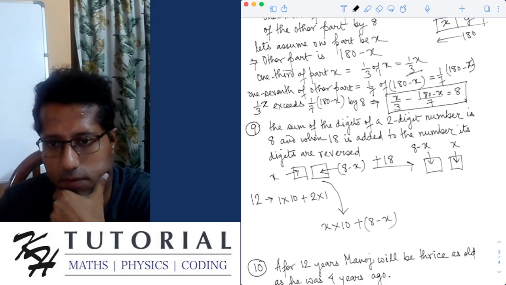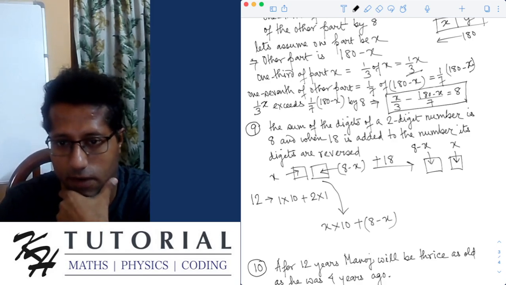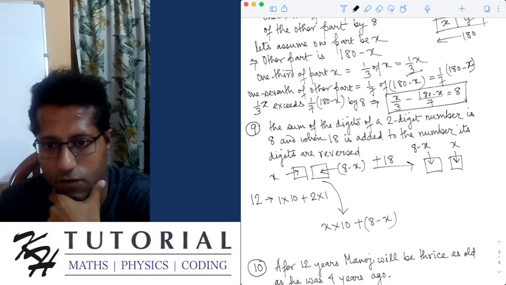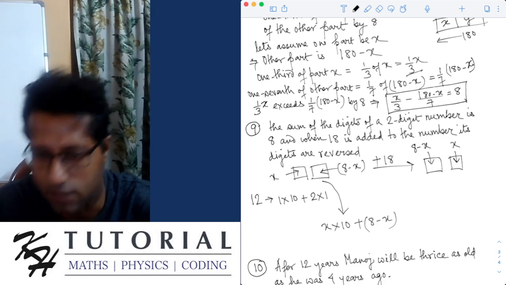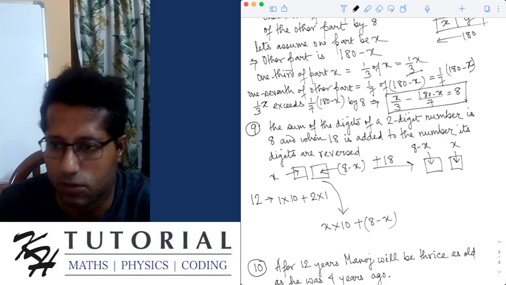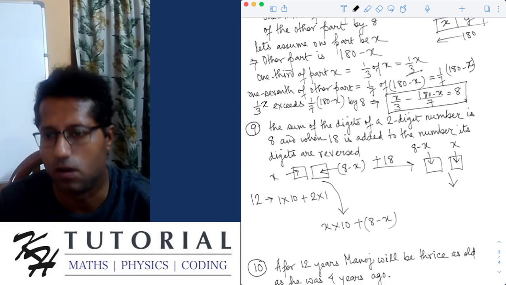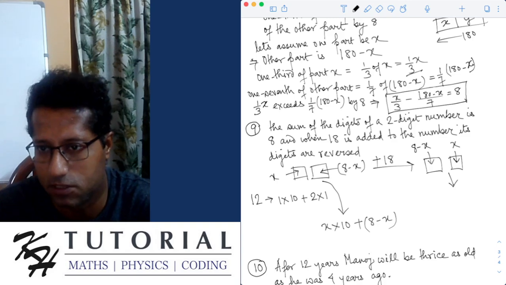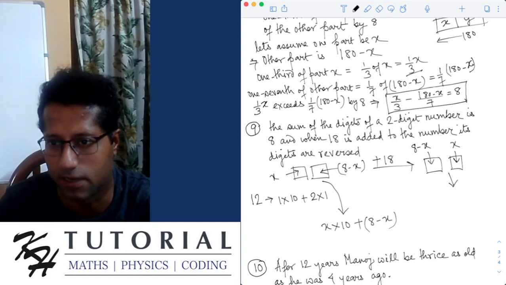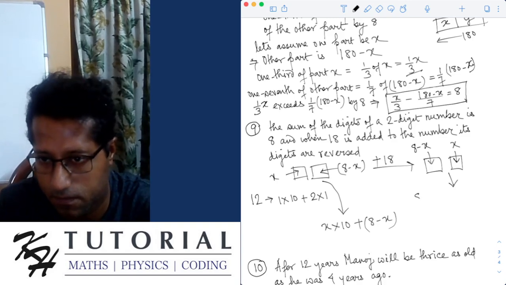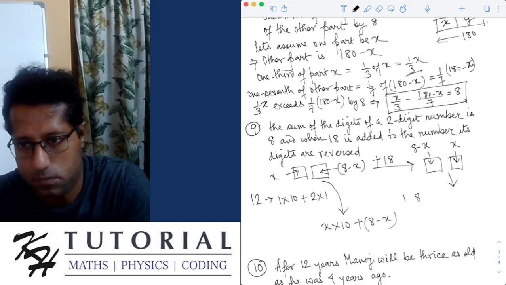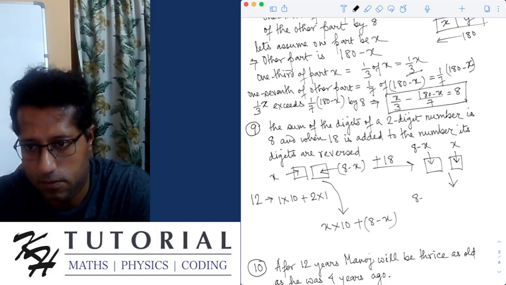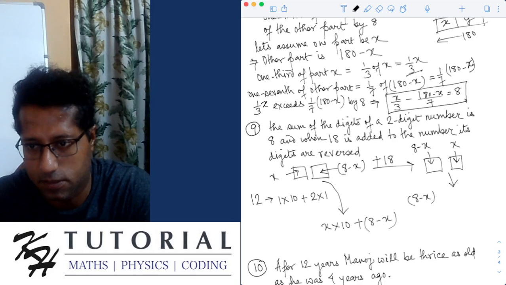Similarly, for the number where the leftmost digit is x and the rightmost digit is 8 minus x, its value will be in the expanded form x into 10 plus 8 minus x. Okay. Now what about this number? After adding 18, we know that the leftmost digit is 8 minus x and the rightmost digit is x. So in the expanded form, it will become 8 minus x into 10 plus x.